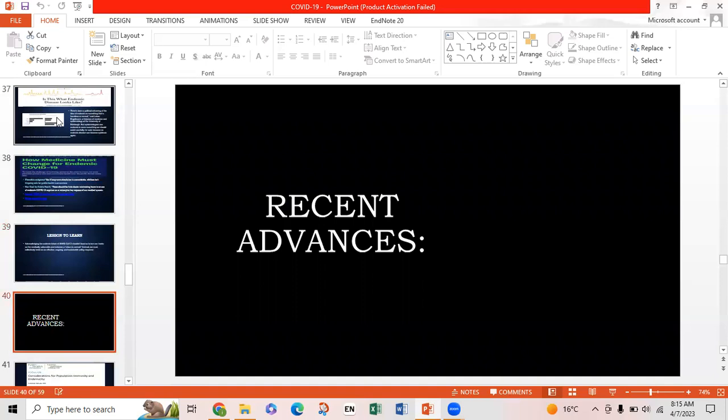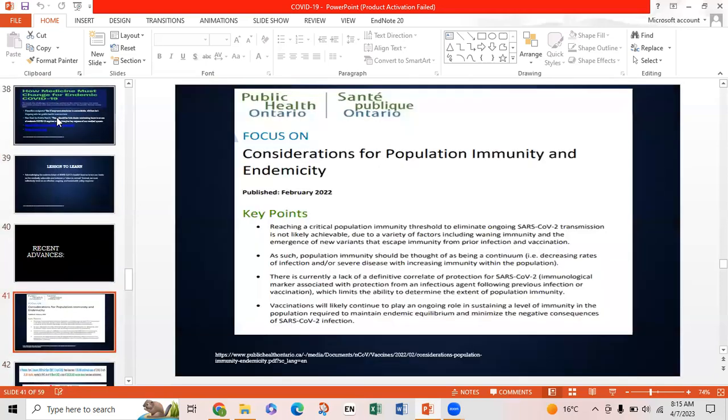Now, coming towards the recent advances, this shows public health consideration of population immunity and endemicity. Key points: reaching a critical population immunity threshold to eliminate ongoing SARS-CoV-2 transmission is not likely to be achievable due to a variety of factors including waning immunity and the emergence of new variants that escape immunity from prior infection and vaccination. As such, population immunity should be thought of as a continuum.